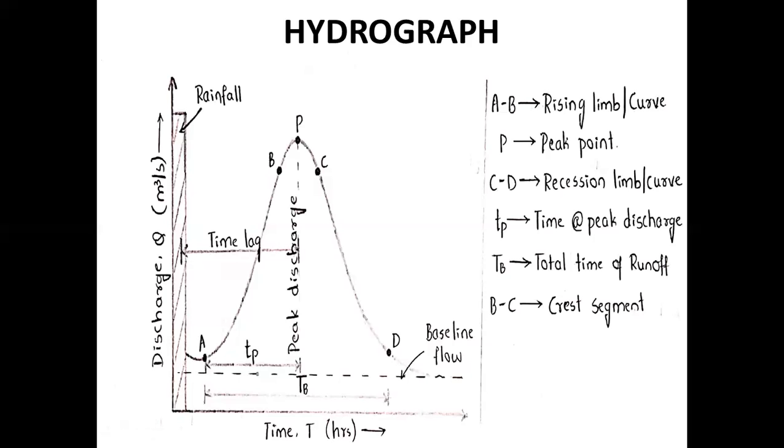Then total time of runoff. Okay, so total time of runoff is the total time elapsed between the starting point and ending point of the hydrograph. This is the total time, TB, total time of runoff, that is from A to D. Okay, all right.